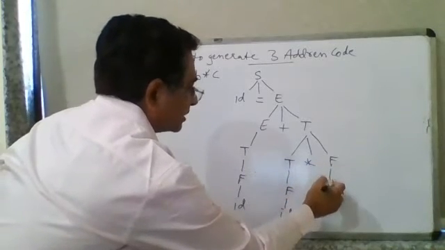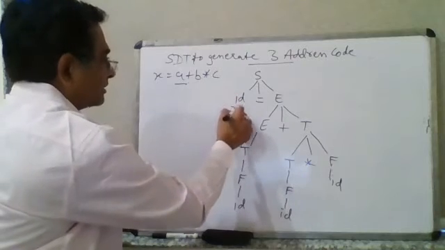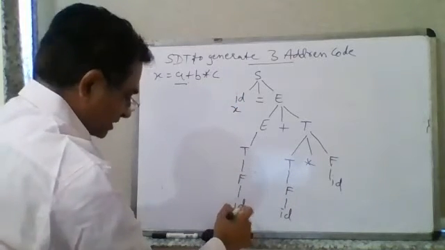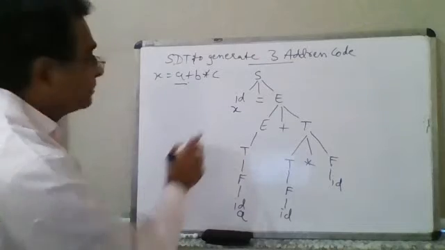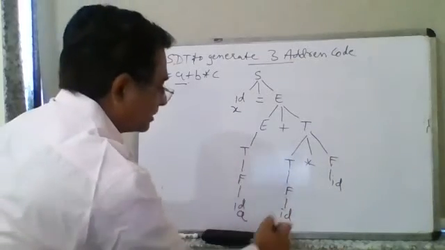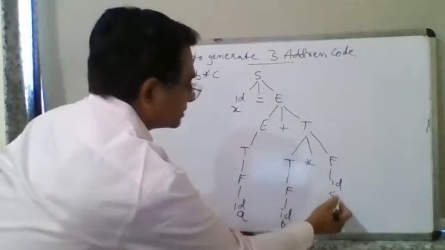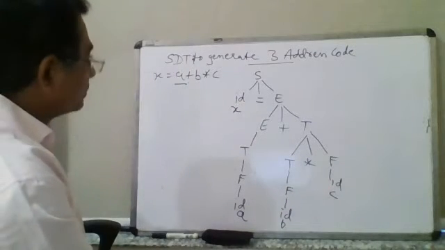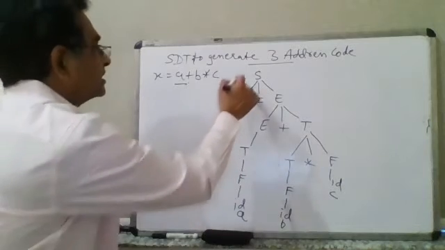F tends to ID. So what I will do here is, this is nothing but my value X, and this is my value which is A, this is my value which is going to be plus B and star C. So this is C. So what will be the output when we apply the SDT onto this?